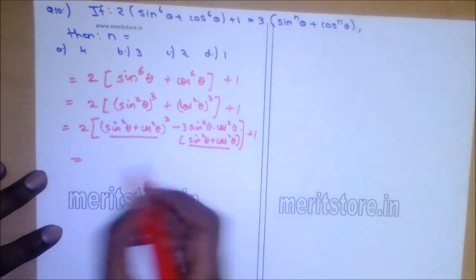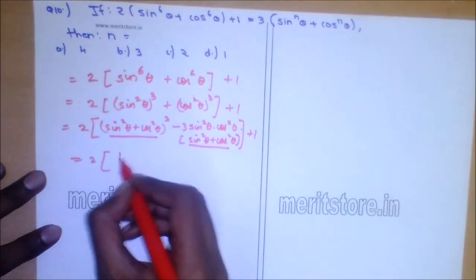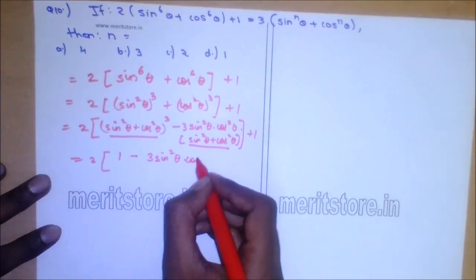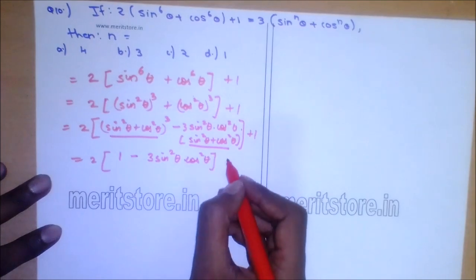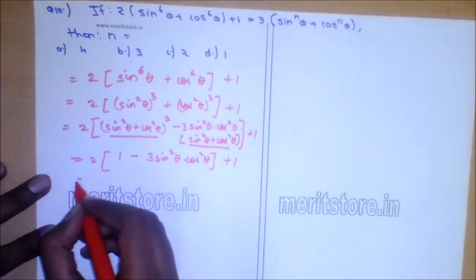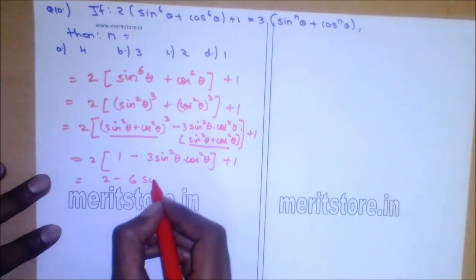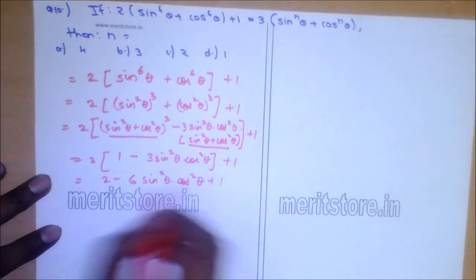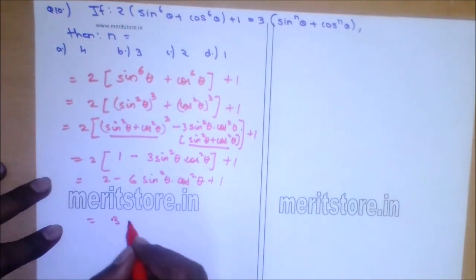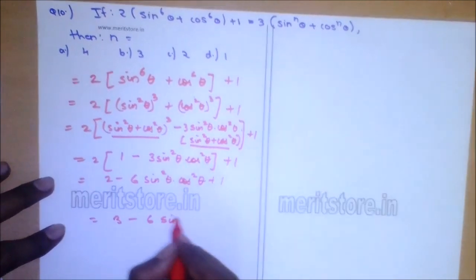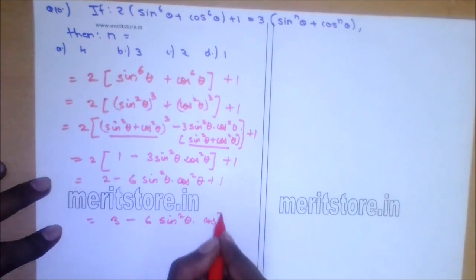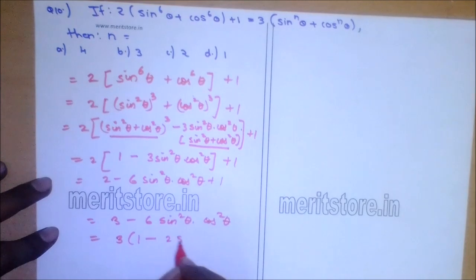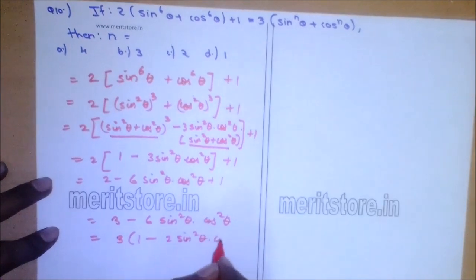So this term is 0, this term is 0 because sine square theta plus cos square theta is 1. So 2 into 1 minus 3 sine square theta cos square theta plus 1. So this is 2 minus 6 sine square theta cos square theta plus 1. 2 plus 1 is 3. So we have 3 minus 6 sine square theta cos square theta. We take 3 common. So we have 1 minus 2 sine square theta cos square theta.